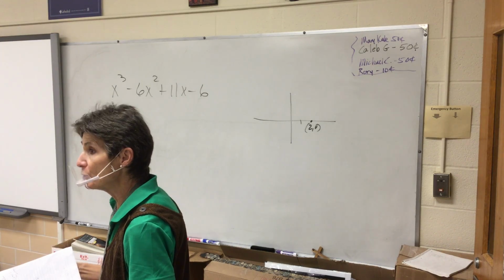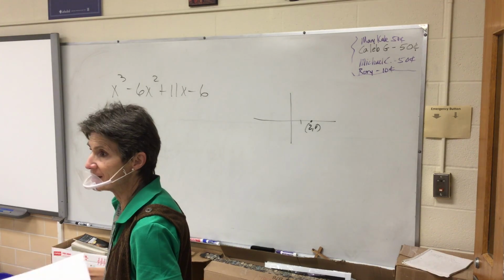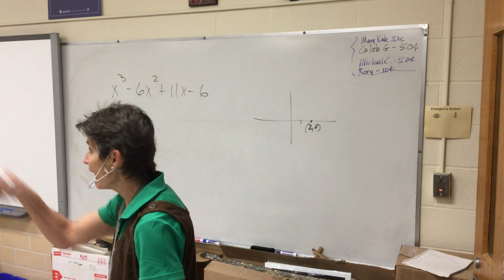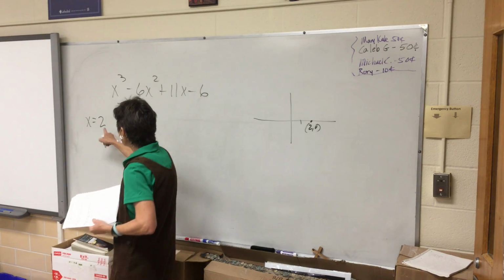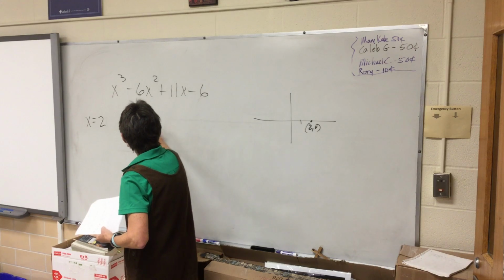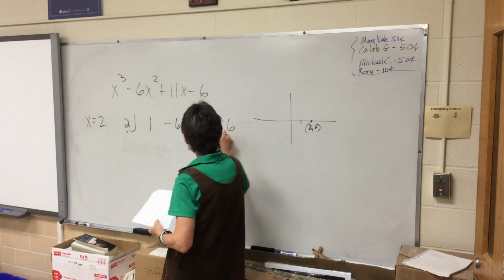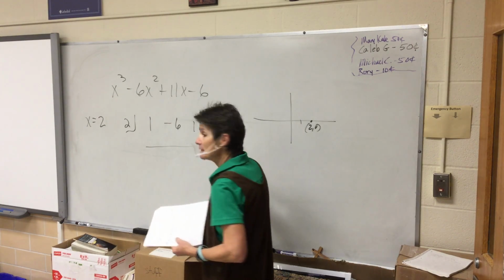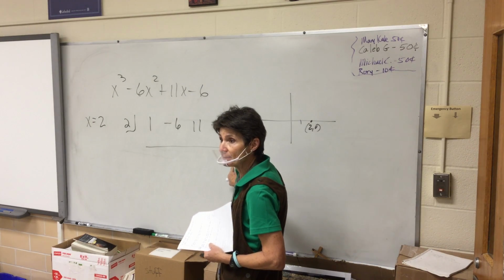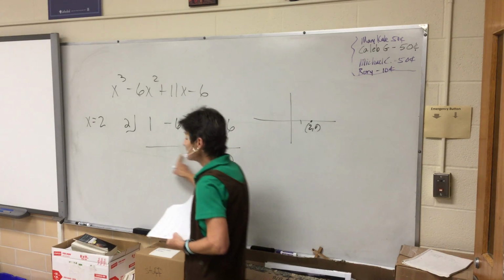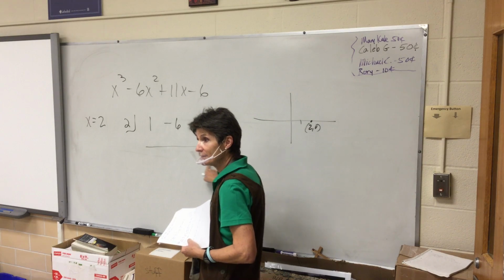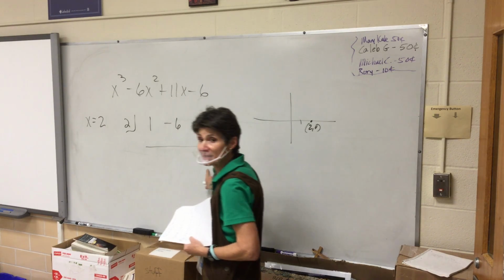So what could we do to help us really quickly find the other 2? Divide. Absolutely. If we know 2 is a root, then I'm going to go ahead and do my division. I absolutely know that's going to be a 0, right? But this is going to be the part I'm interested in, because this is going to give me the other 2 zeros.